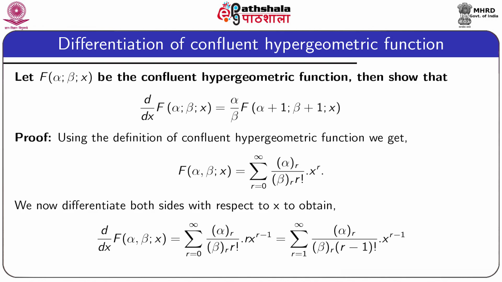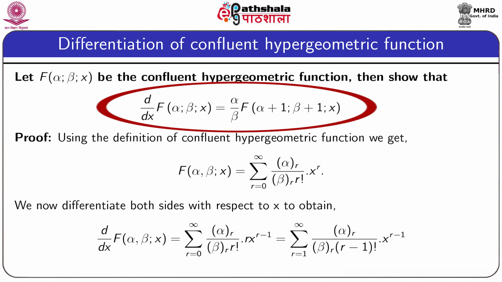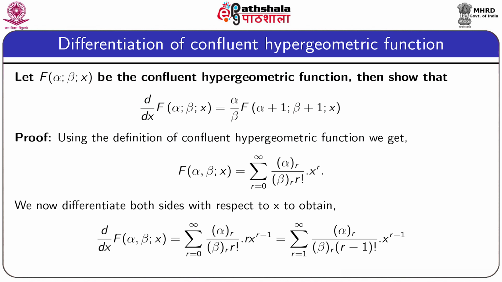We now look into the differentiation of confluent hypergeometric function. So, here we have to show that if F(alpha, beta, x) be the confluent hypergeometric function, then d/dx of F(alpha, beta, x) is equal to alpha by beta F(alpha plus 1, beta plus 1, x).